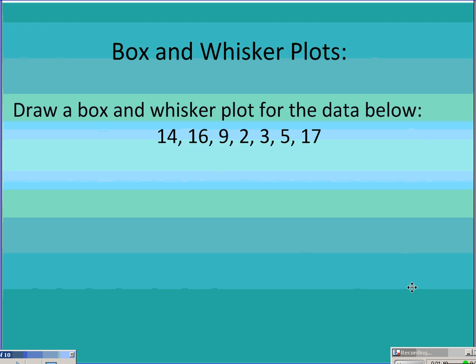To draw a box and whisker plot, you first have to put your data in numerical order. Then find the median of the data. This would divide the data into halves.